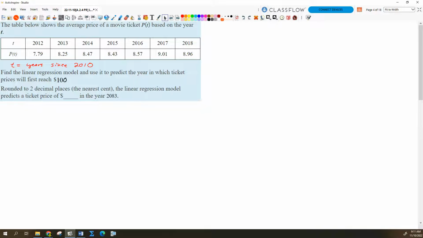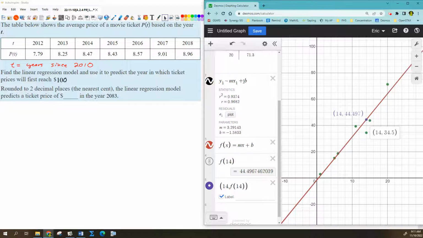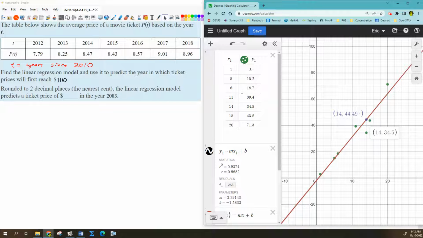Okay, there's your data. Create a data table. And you can use the old data table if you want to, or you can clear it. It doesn't matter.